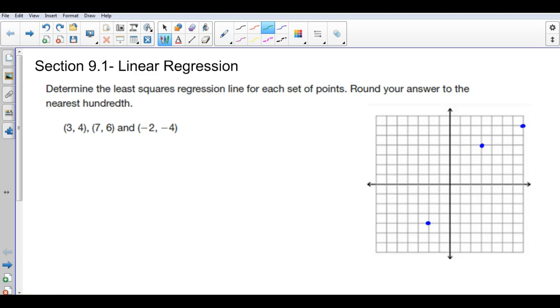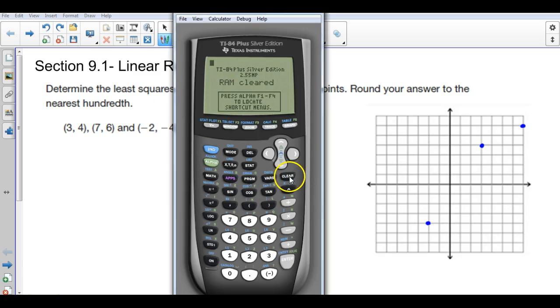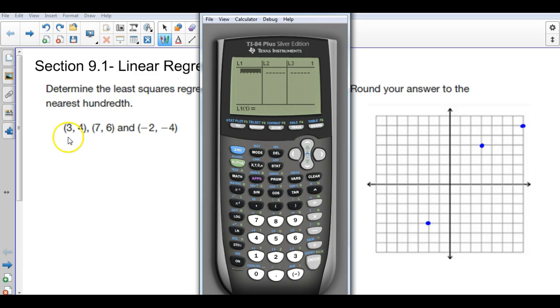So what I'm going to do is go to the calculator. Okay. So what I'm going to do is go to Stat. We're going to go to Edit, and in for L1, what I'm going to do is enter in my 3 x values. So I'm going to put in 3, 7, and -2. And then I'm going to enter in my y values that correspond to those, so 4, 6, and -4. So my points are in here. Again, it's 3, 4, 7, 6, -2, -4.